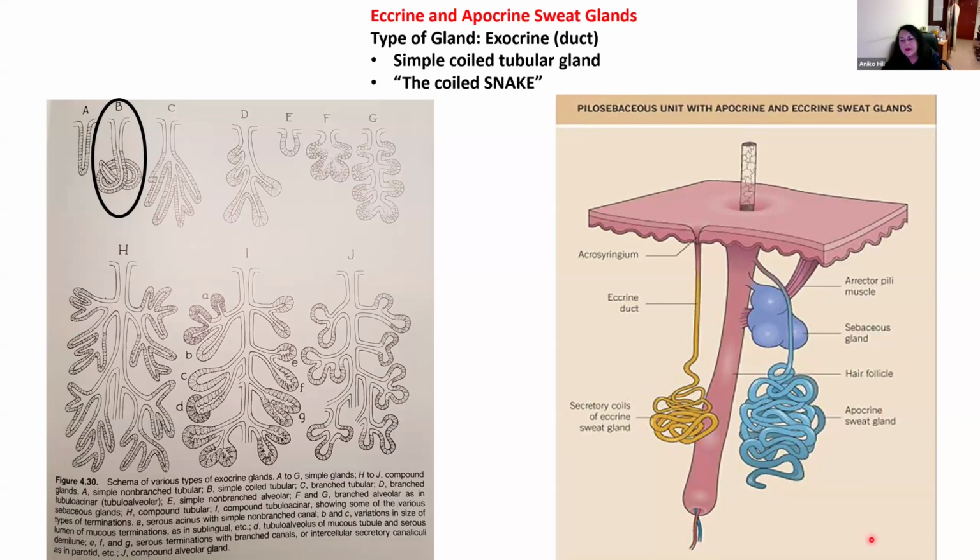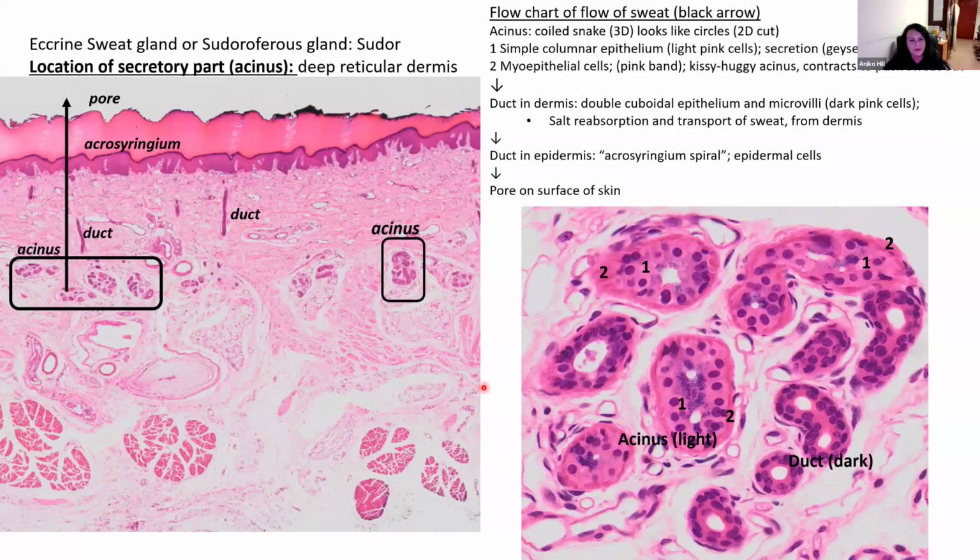Now let's look at the other sweat gland. This is the apocrine sweat gland. This coiled snake is much bigger. And look what's happening. The secretion is not going directly to the surface in a pore, but it's going to merge into the hair follicle above the sebaceous gland. So it's a unique situation.